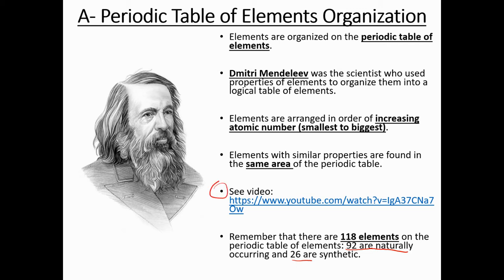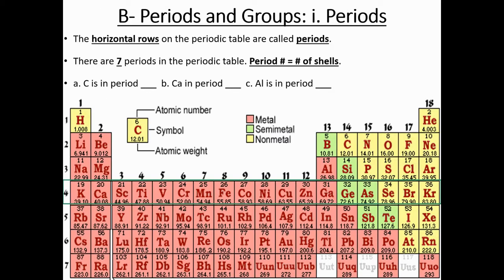So remember that elements are arranged according to increasing atomic number, so smallest to biggest, from left to right on a periodic table. Elements that have similar properties are typically found in the same area of the periodic table. So the first area of organization that I want to mention is that of periods and groups. The periodic table is organized into 7 periods.